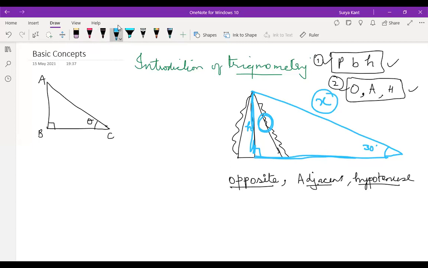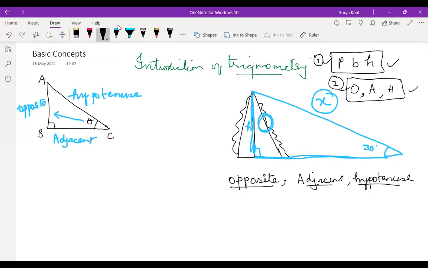So if this is theta, which side is opposite? If you see from here, this side, AB, is opposite. Your base, adjacent, is nothing but BC. Adjacent is BC and hypotenuse is the longest side. Okay.